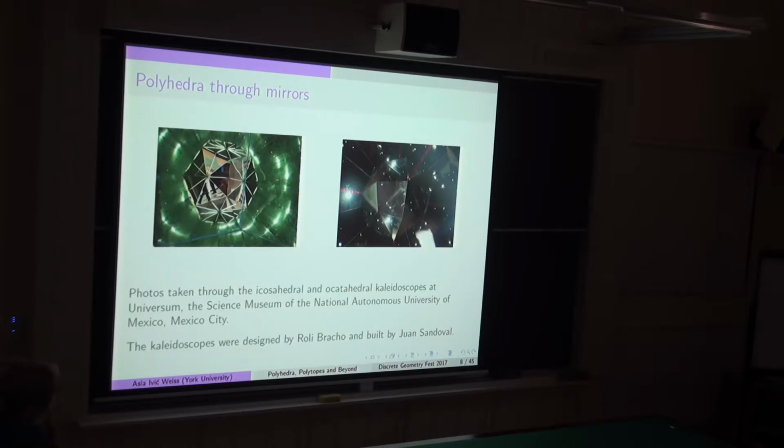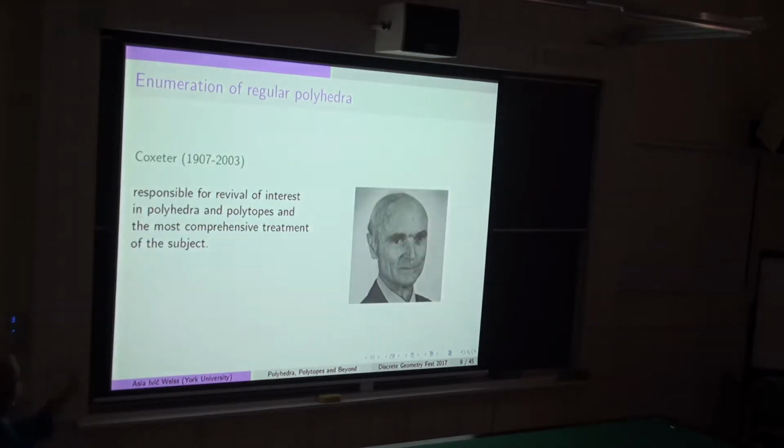The mirrors is what influenced the early work of Coxeter. He was fascinated by mirrors. In fact, he himself designed both icosahedral and octahedral kaleidoscopes and had them built in a workshop in London.